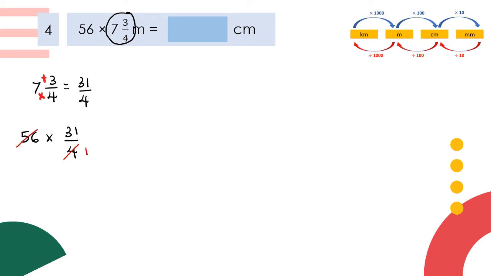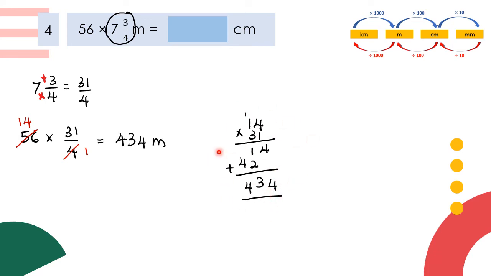56 divided by 4, you got 14. So 14 times 31, you solve using the standard written method, like this. Okay, so you got the answer after you solve this, you got 434 m. So now we want to convert m into cm.